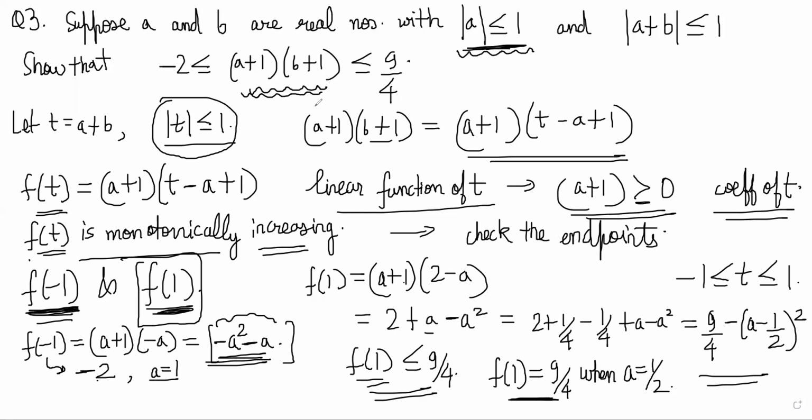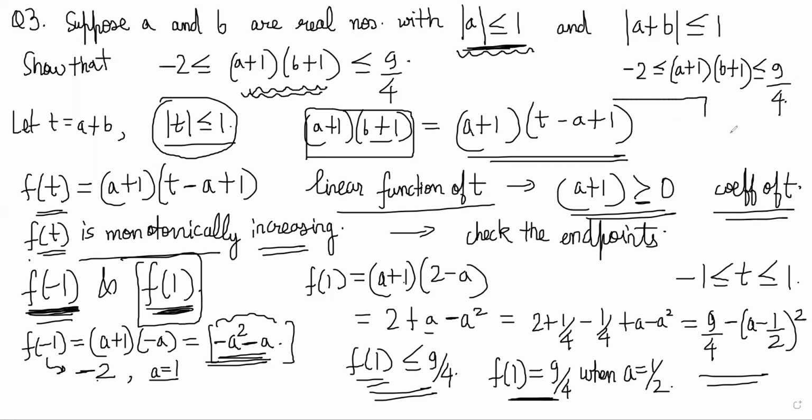So we have basically found out the range of this expression, right? So we can say with certainty that minus 2 is less than or equal to a plus 1 into b plus 1, which is less than or equal to 9 by 4. That is the upper and lower bound for this expression.